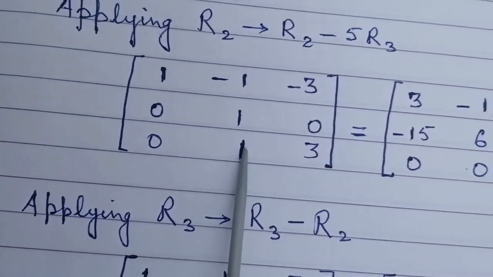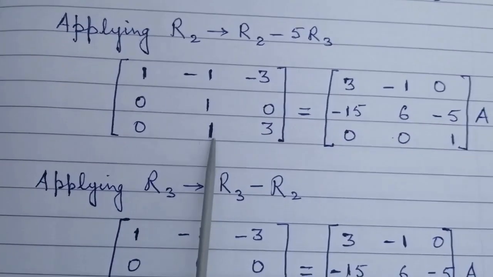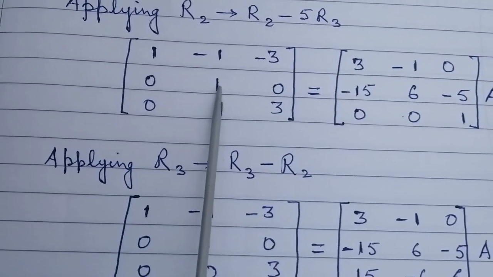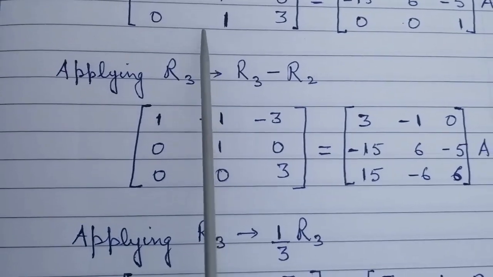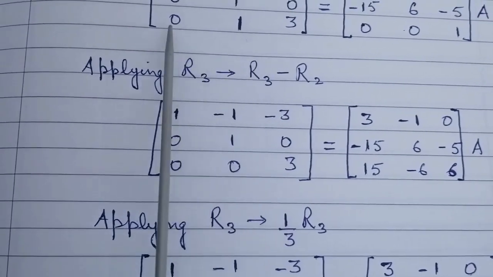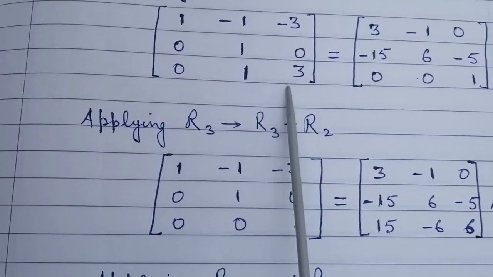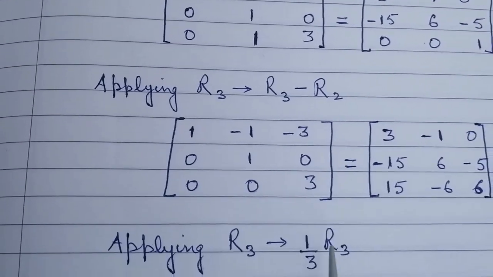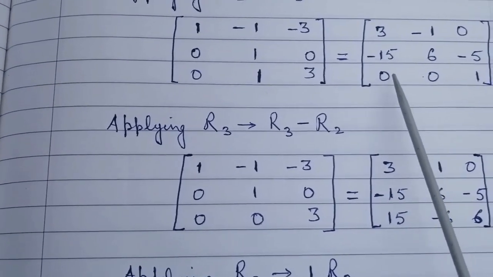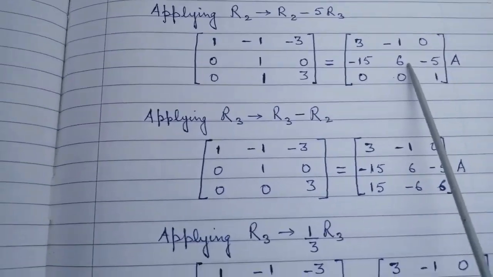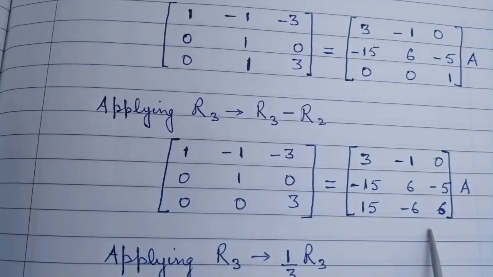Okay, so here the fifth place we have already made 1. Now I come to this. Here we should have 0. So how do we get 0? If we subtract 1 from 1, 1 minus 1 will give you 0. So on R3 I can apply R3 minus R2. So 0 minus 0 will be 0, 1 minus 1 will be 0, and 3 minus 0 will be 3. So we have got this, and same on this side, 0 minus minus 15 will be plus 15, 0 minus 6 will be minus 6, and 1 minus minus 5 will be 6. So we have got this matrix.